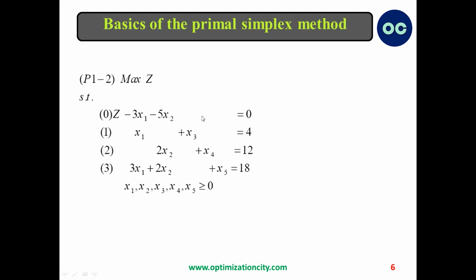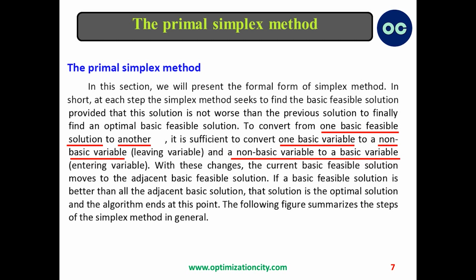To simplify the process of solving the problem, it's helpful to rewrite the objective function as a functional constraint and add it to the list of constraints as row 0. Before introducing the simplex method, we rewrite the problem P1-1 in this way. So we have P1-2, the final model for entering the Primal Simplex algorithm.